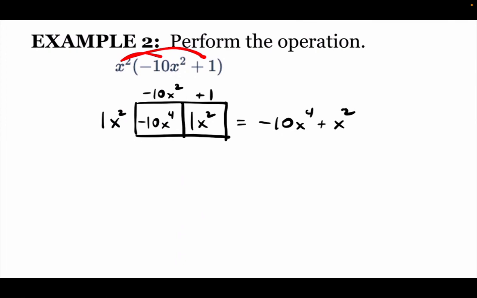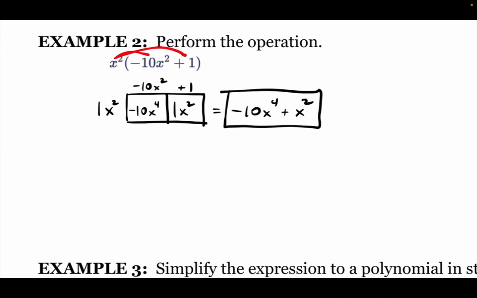Can we add those together? Can I add negative 10 and 1? Are they like terms? No. One has an x to the 4th, one has an x squared. They are not like terms. We're done. If they're not like terms, you can't add them or subtract them, you're done. Okay?